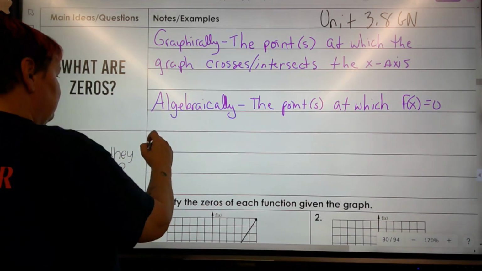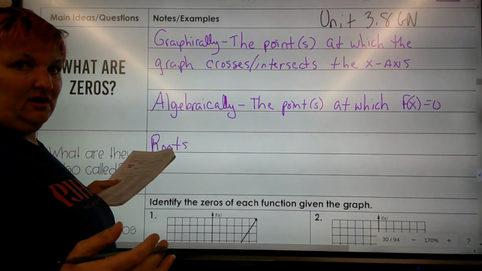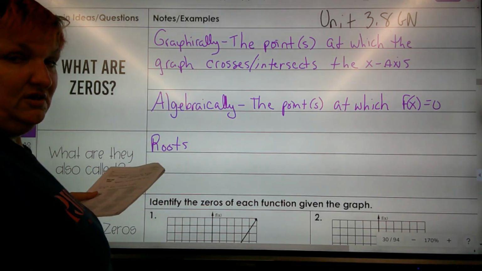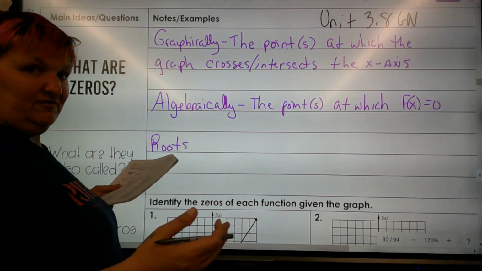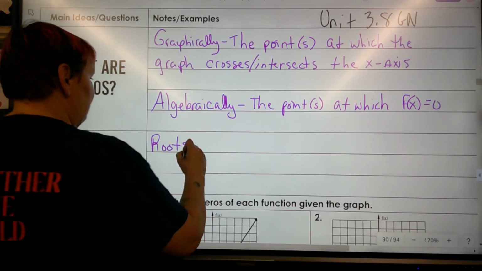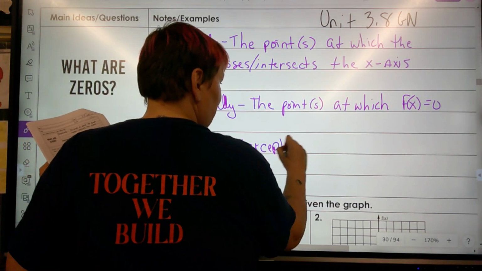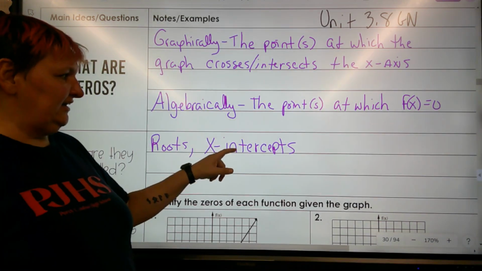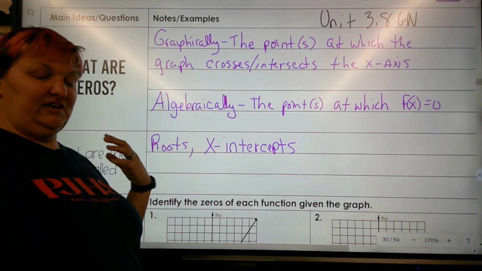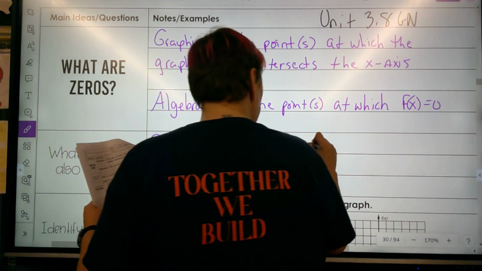They might also be called roots. And I have personal knowledge of the fact that in Algebra 2, all of your teachers will call them roots. They will ask you what are the roots of this graph, and they mean what are the zeros, or where does it cross the x-axis. They might also call them x-intercepts, which makes sense because it's where the line intersects the x-axis, so they're intercepts. Like an interception in football, it's where it crosses the x-axis. And they might also be called solutions.